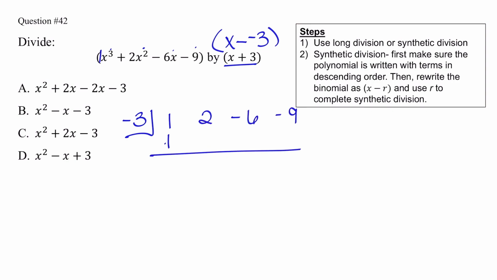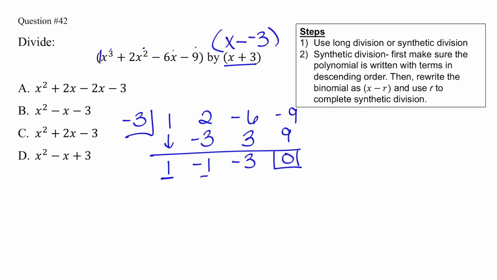Okay, so I bring down my 1. 1 times -3 is -3. 2 plus -3 is -1. -3 times -1 is 3. -6 plus 3 is -3. -3 times -3 is 9, so my remainder is 0.